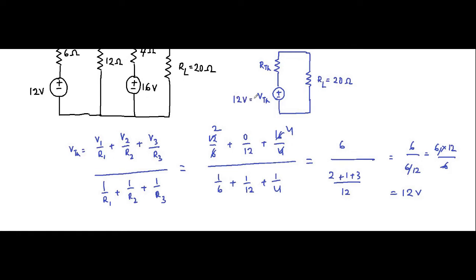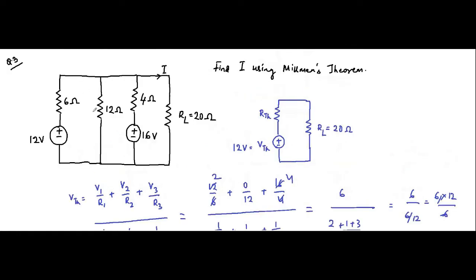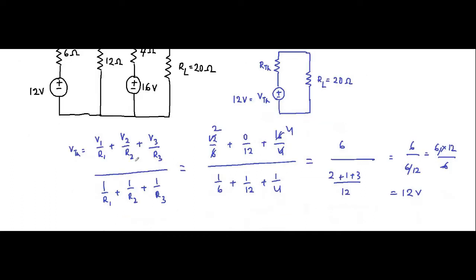The important thing here is that when we have a number of parallel voltage sources, that is voltage sources in series with resistances connected in parallel, and in one of the branches there is no voltage source, then you will have to take the voltage source for that specific branch as 0.